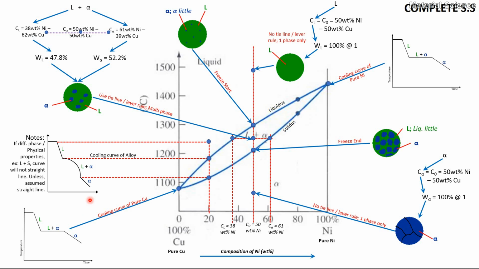Please notice that if there are different phases or physical properties, for example liquid and solid, the curve will not be a straight line. Unless we assume there is a straight line. Otherwise, if we want to make a straight line, we have to assume it below.